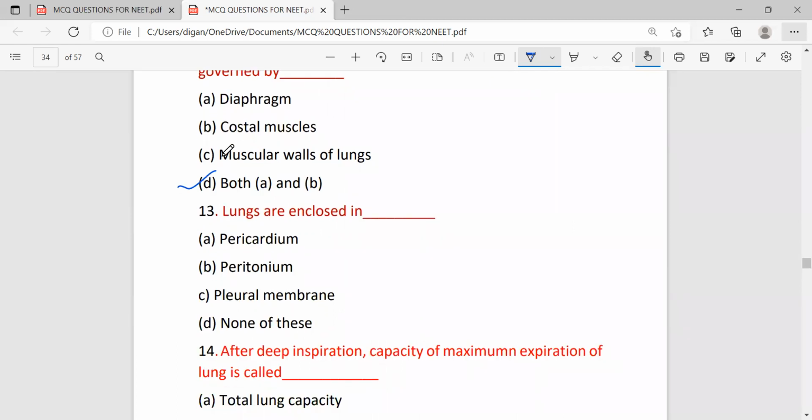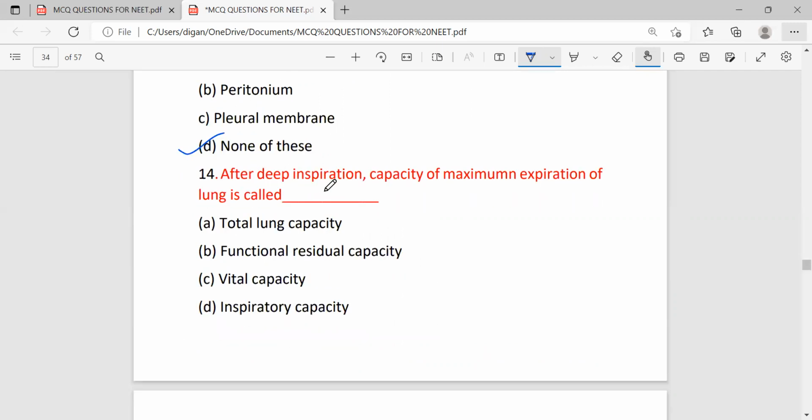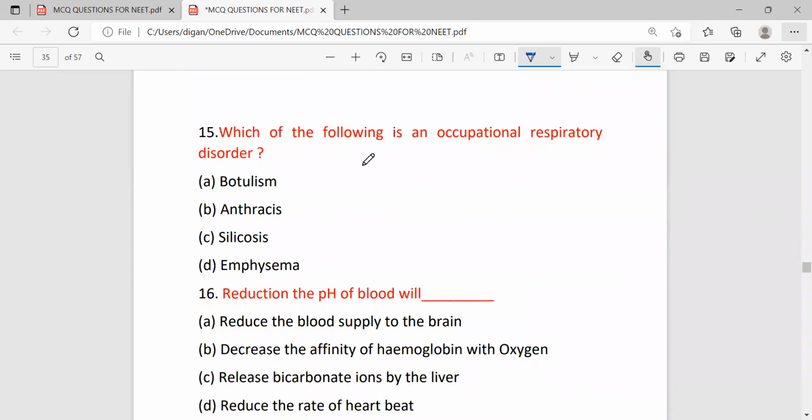For question number 13, lungs are enclosed in what? The correct option is D, because pericardium, peritoneum, pleural membrane, none is correct. That's why option D, means none of these. After deep inspiration, the capacity of maximum expiration of lungs is called. For 14, the correct option is C, that is vital capacity. Which of the following is an occupational respiratory disorder? For 15, the correct option is C, that is silicosis.